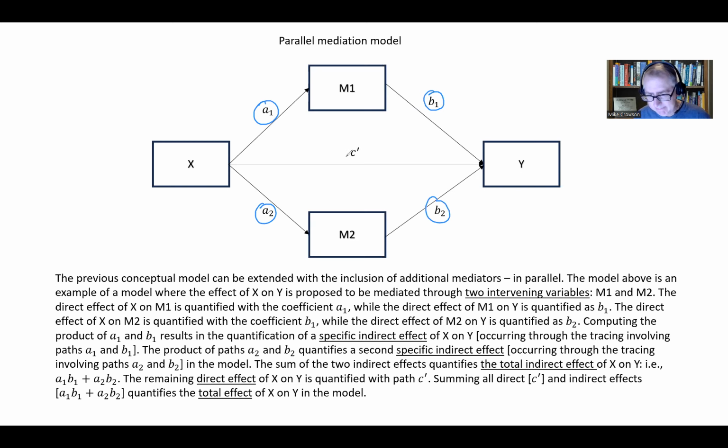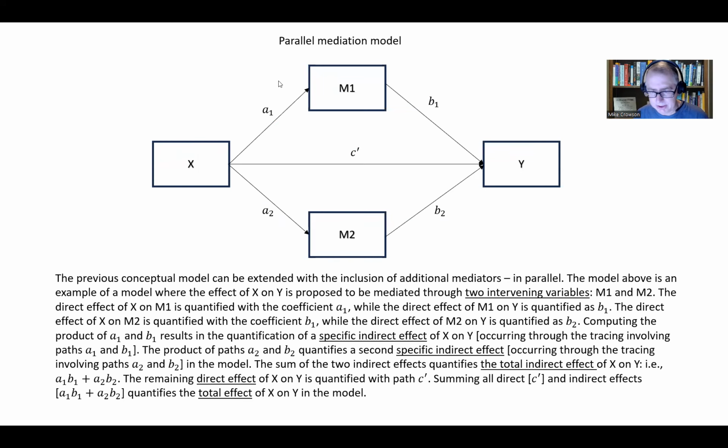Then finally, we have path C prime, which might reflect any residual effect of X on Y that's gone unspecified, perhaps through other possible mediators that were not included in the model. So that's essentially a direct effect. All of our path coefficients in this model are direct effects of one variable on another.